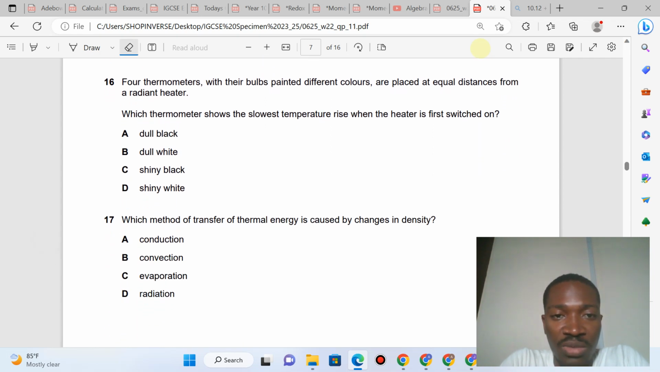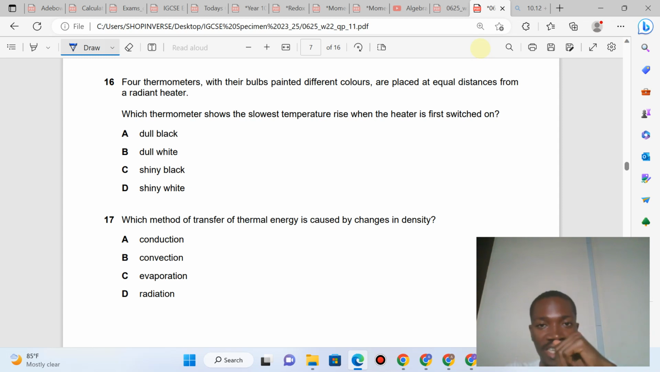Number 16. Four thermometers with their bulbs painted different colors are placed at equal distances from a radiant heater. Which thermometer shows the slowest temperature rise when the heater is first switched on? The slowest temperature rise should be the one that has a shiny surface. Shiny surfaces do not absorb radiant heat. They tend to reflect the radiant heat.